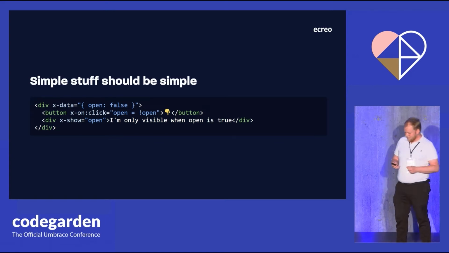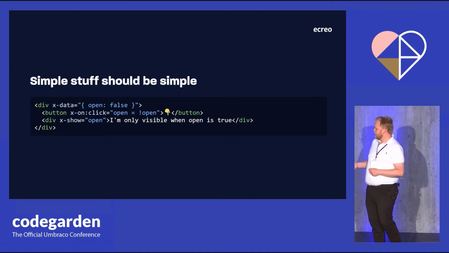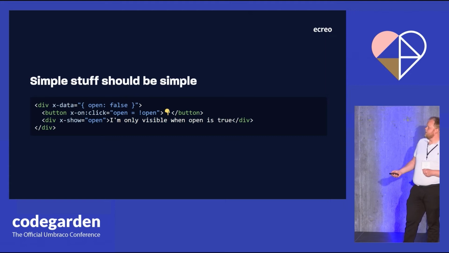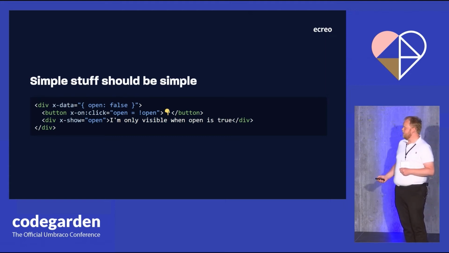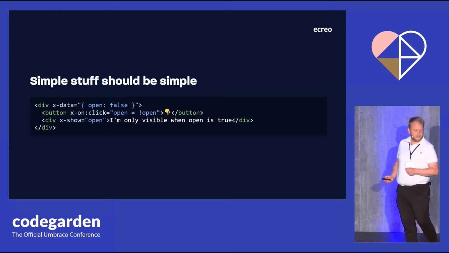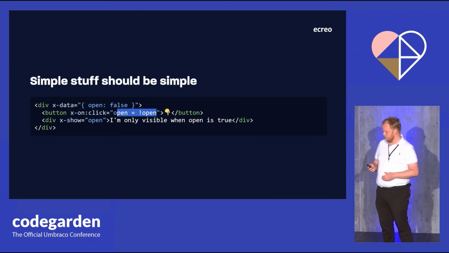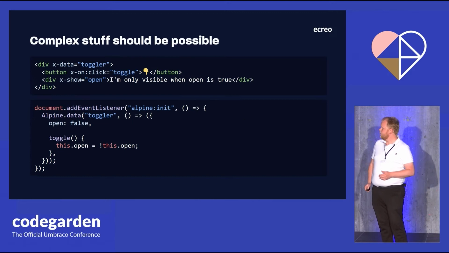In this example, let's see if I can make this work. Yeah. So we have a button here, and whenever this is clicked, I want to show this div. So we start up our component here with the x-data, and we set the default state of open to false. And then we have the x-on attribute here, where we listen for click events. And every time the user clicks this, we set open to be the opposite of open, which would be true. And when it's true, then we get x-show to kick in and show the div.